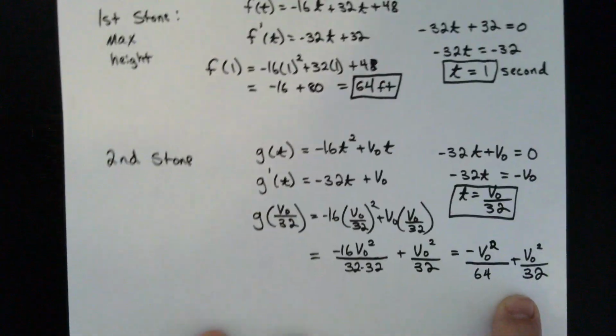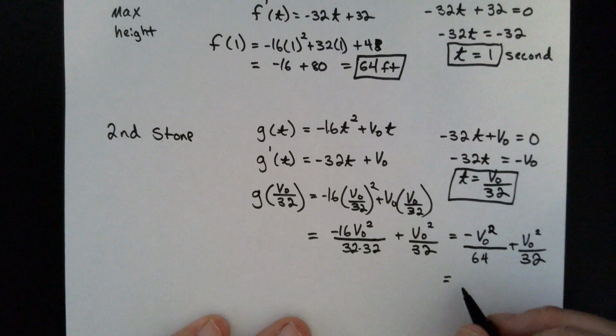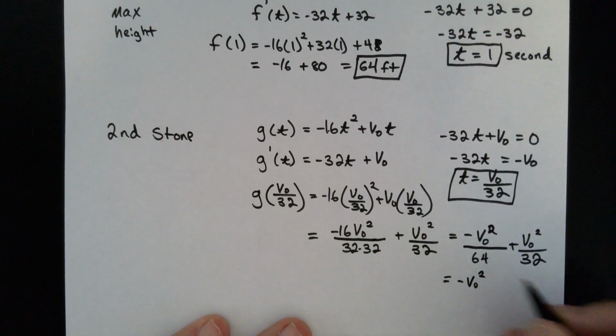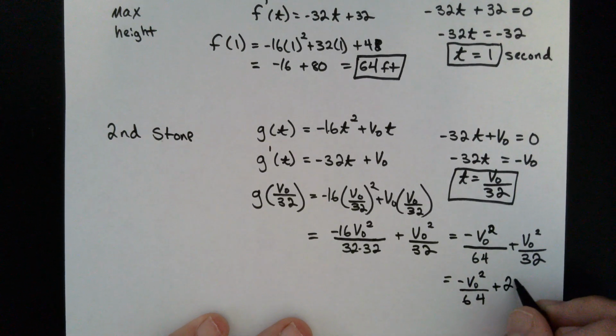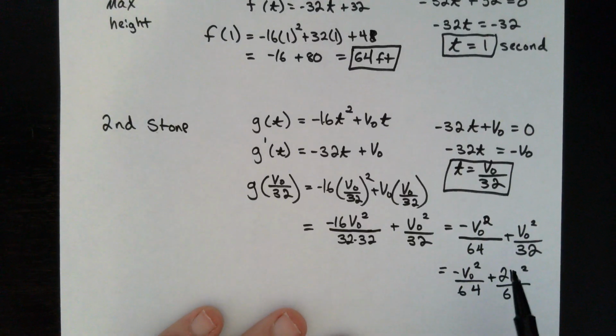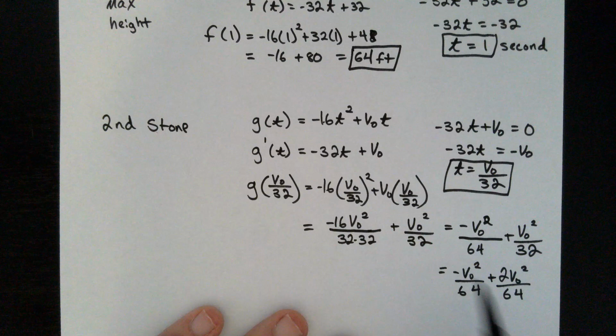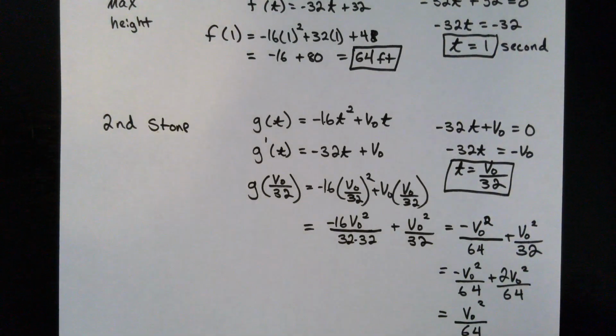You can combine those together by finding a common denominator. So it would be negative v naught squared over 64, and to get the common denominator, make the other one 64 too by multiplying top and bottom by 2, so 2 v naught squared over 64. Now they have a common denominator. You have 2 v naught squared minus 1 v naught squared, so there's just going to be 1 v naught squared over 64. That is what the height is in terms of v naught.